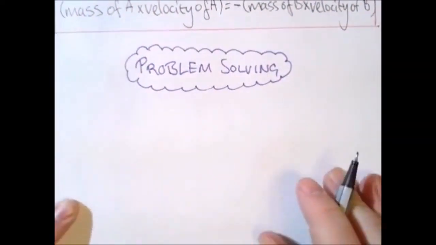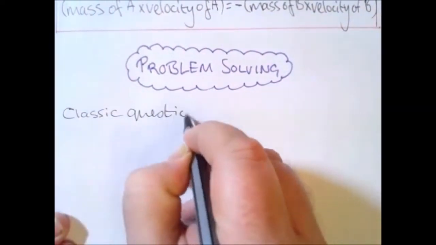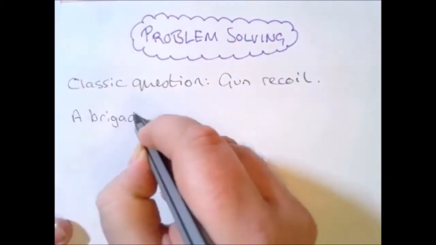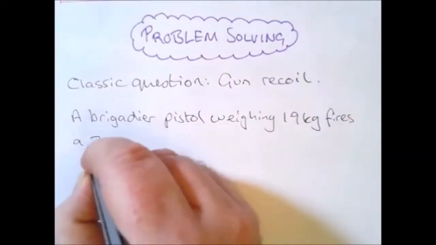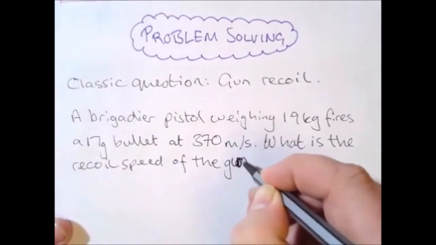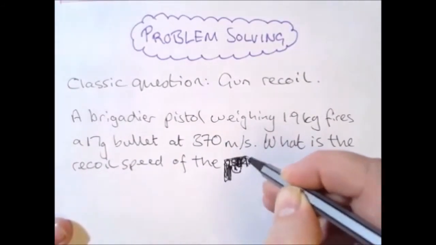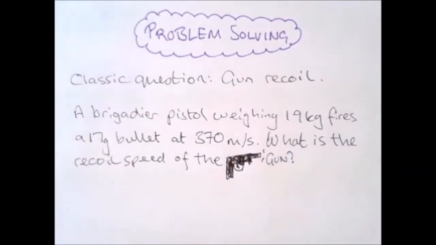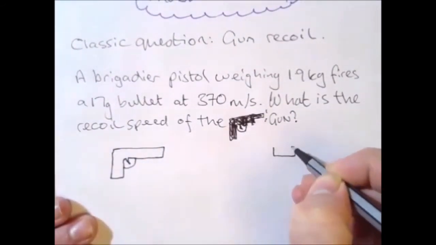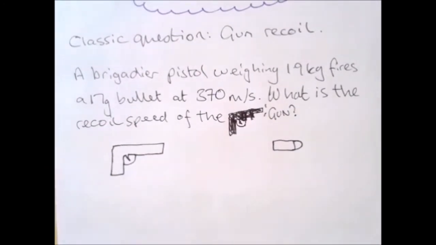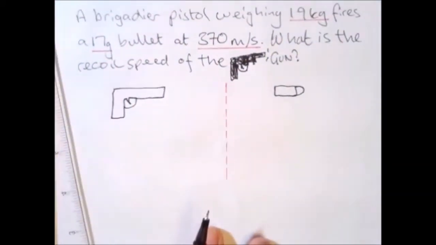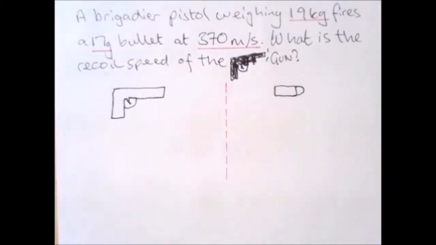So the problem is an explosion problem, and it is a classic question. It's about gun recoil. A Brigadier pistol weighing 1.9 kilograms fires a 17-gram bullet at 370 meters per second. What is the recoil speed of the gun? So, first off, we divide our page in our minds, we don't have to do it physically, into two halves. On the left-hand side, we'll put down the numbers for the gun, and on the right-hand side, we'll put down the known numbers for the bullet.